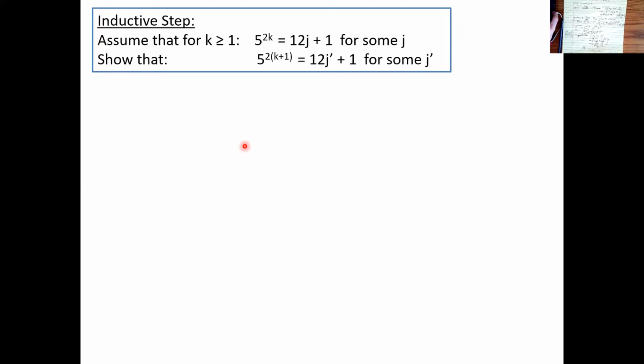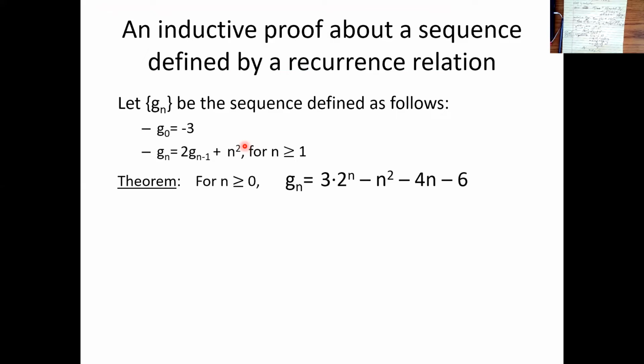Okay, so that was my example. Here's the last, or the one before last, example.